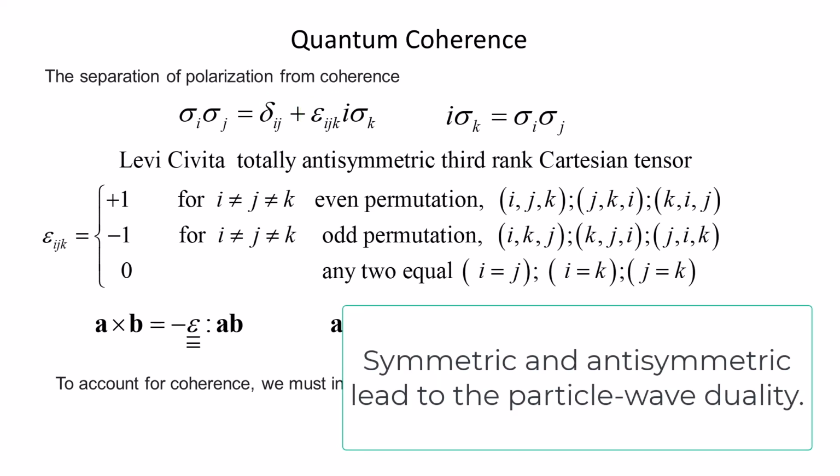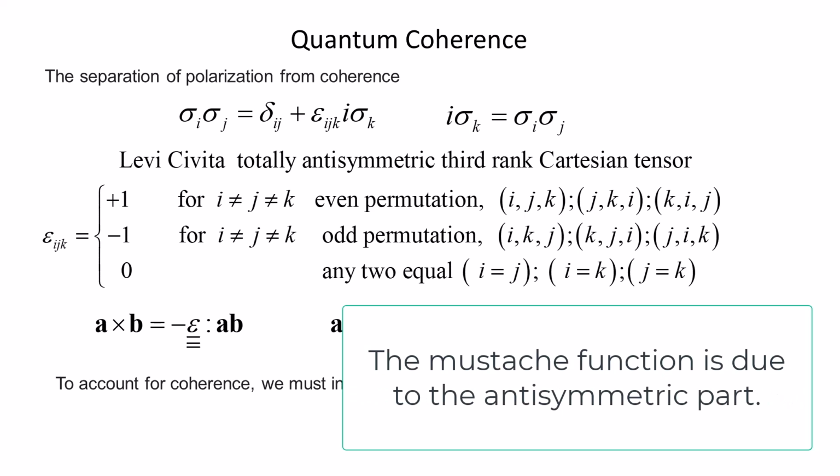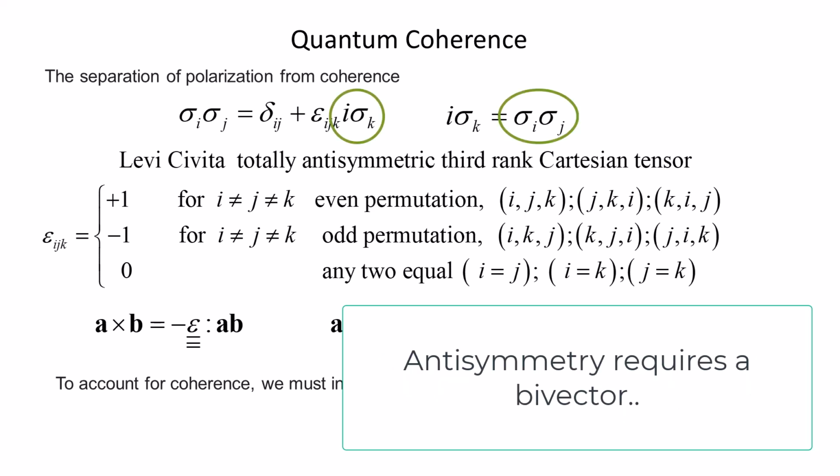This equation expresses the particle-wave duality of a spin, but it seems everyone neglects the second term because we can only measure polarizations. If it is included, as I will show, then the mustache function is due to the second term. Note also that the antisymmetric term requires a bivector, and this is shown here, which comes up in the commutation relations of the Pauli matrices.